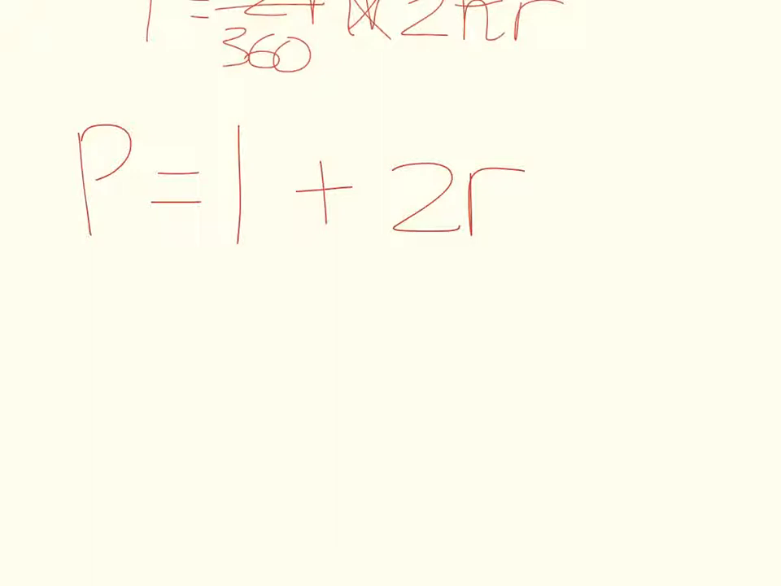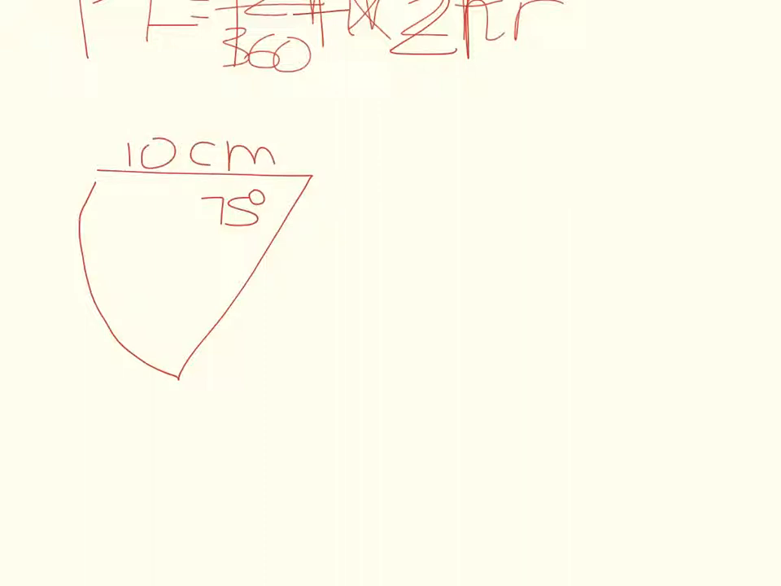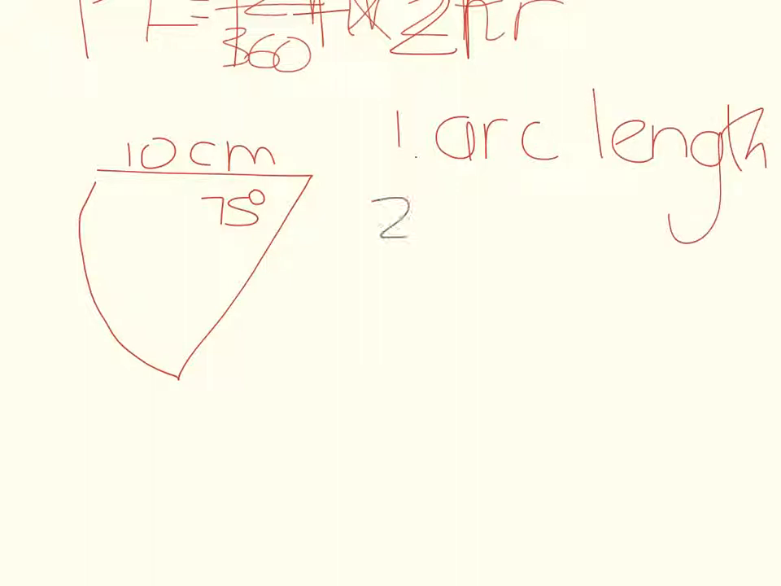Okay, let me push this up. All right, so we've got an arc that goes like that, and I say that this is 75 degrees, and I tell you that the radius is 10 centimeters. First of all, the question is, they want to know 1, the arc length, please excuse my handwriting, and then 2, they want to know the perimeter.